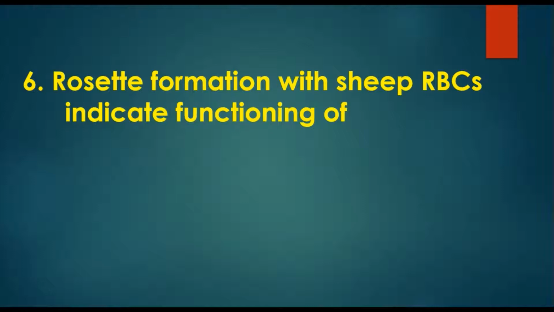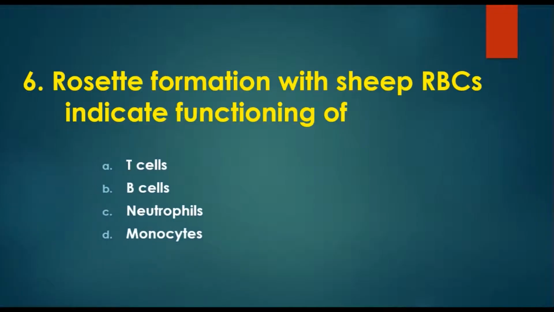Sixth question, rosette formation with sheep RBC, that is red blood corpuscles, indicates the functioning of. Options are A. T cells, B. B cells, C. Neutrophils, D. Monocytes. So obviously the answer is the T cells.